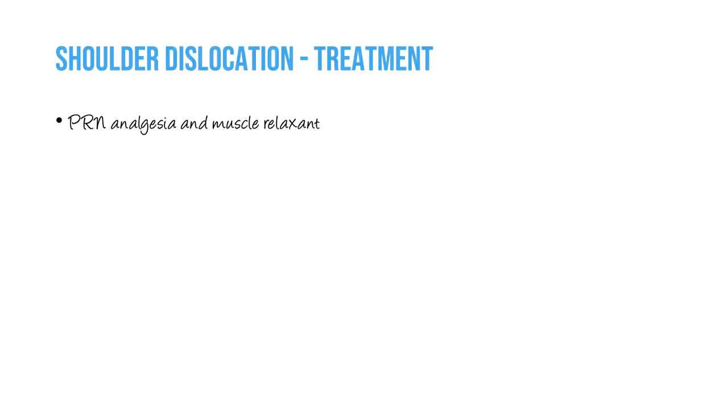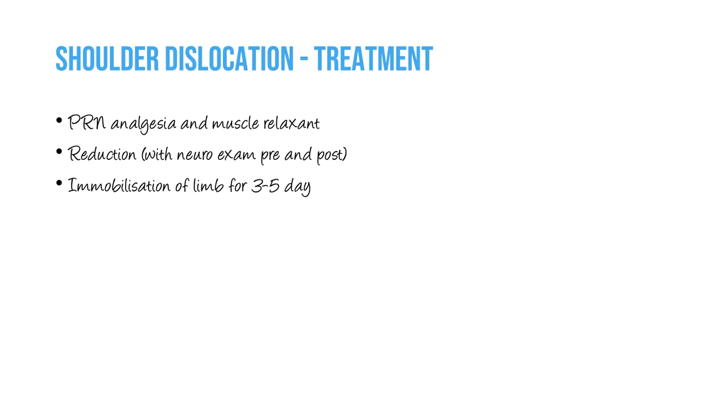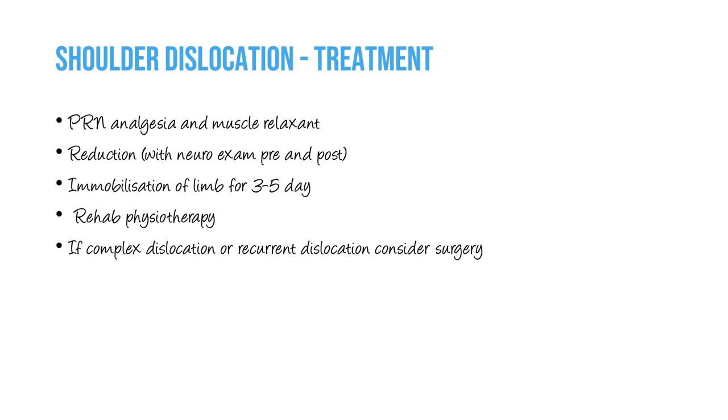Treatment of shoulder dislocation is analgesia and muscle relaxant. You reduce the shoulder in the emergency department as soon as possible, with a proper neurological exam pre-reduction and post-reduction. You immobilize for a few days and then start gentle range of motion. Physiotherapy and rehab is very important to strengthen the muscles. If complex dislocation or recurrent dislocation, then you should consider surgery.